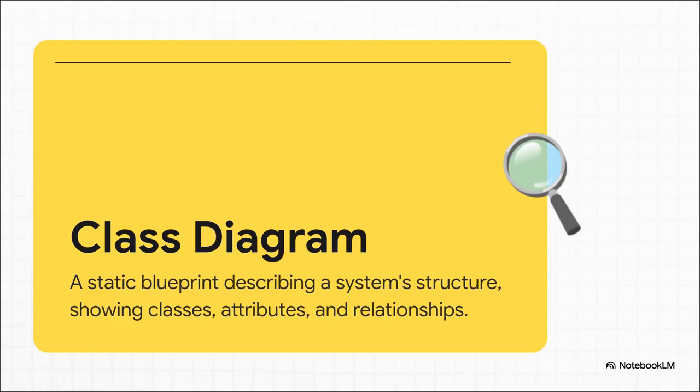Let's dive into the most important blueprints of them all, the class diagram. This is a static one. It's really the master plan. It lays out every single major piece of the system. We call them classes. And for each one, it shows what information it manages, what actions it can perform, and crucially, how it's hooked up to all the other pieces.